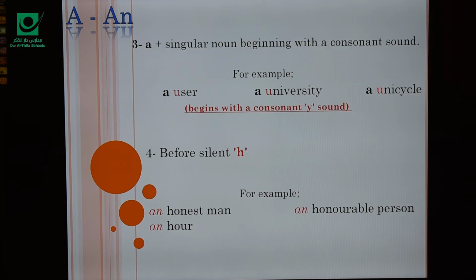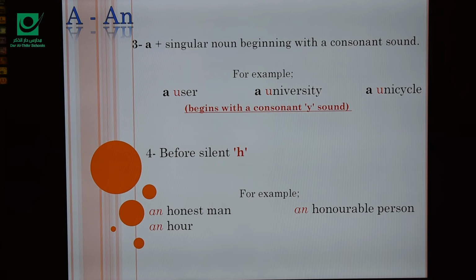Now, we have another very important note. Some words start with vowels or consonants, but there are differences. Like in number 3 here, a singular noun beginning with a consonant sound, like unicycle, university, or user. I didn't say the vowel sound, I said the sound of Y. So here I said a university. A user, I cannot say an user, no, a user.